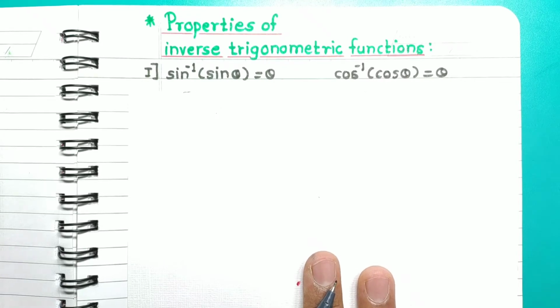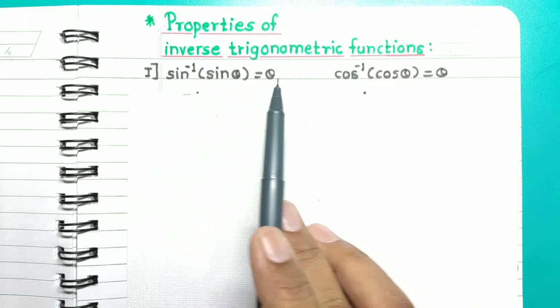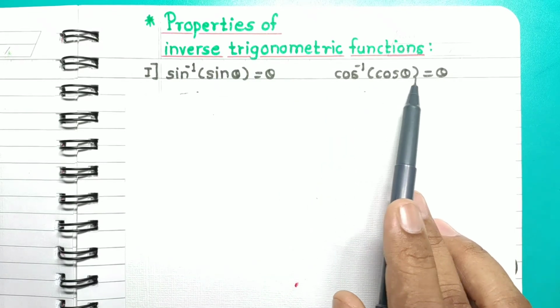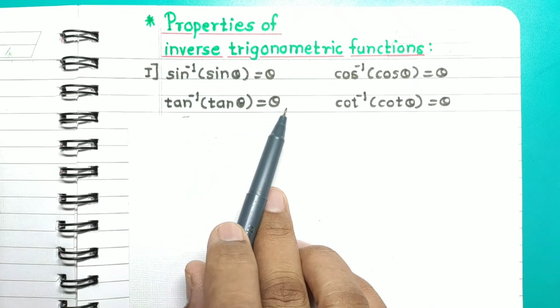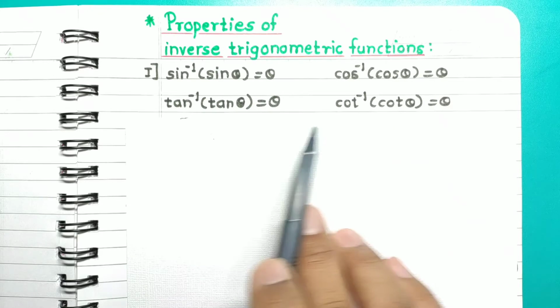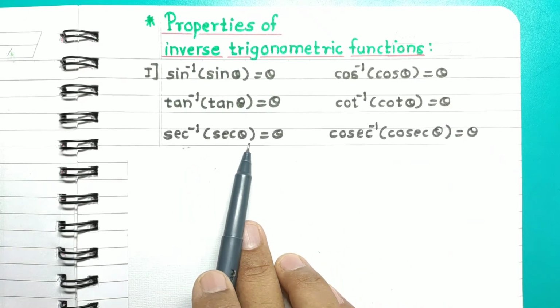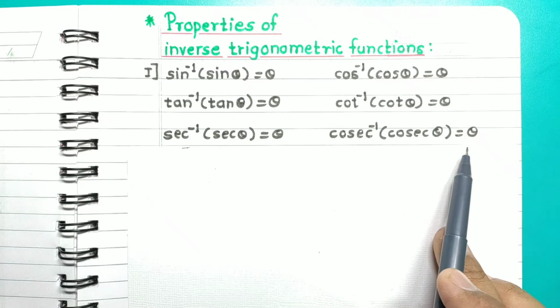See, first property: sine inverse of sine theta is equal to theta, cos inverse of cos theta is theta, then tan inverse of tan theta is theta, cot inverse of cot theta is theta, then sec inverse of sec theta is theta, cosec inverse of cosec theta is theta.